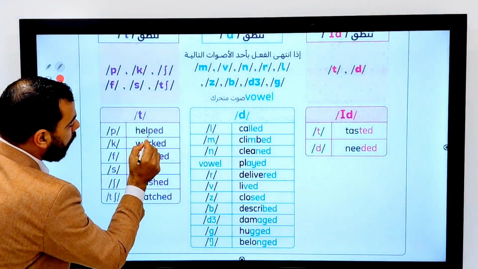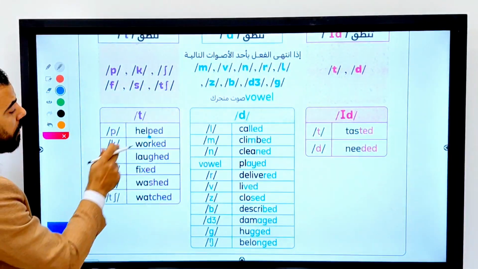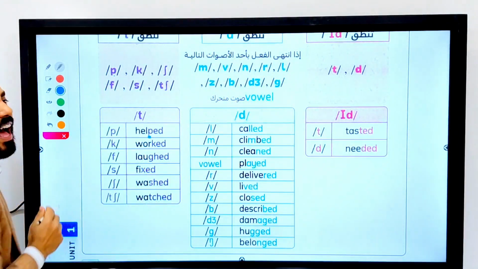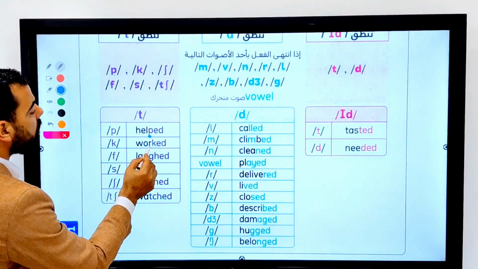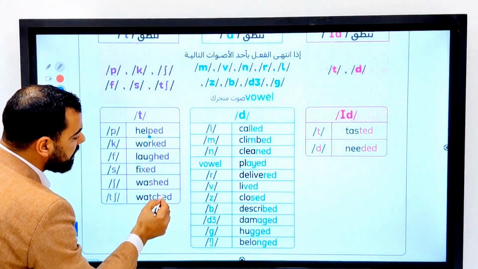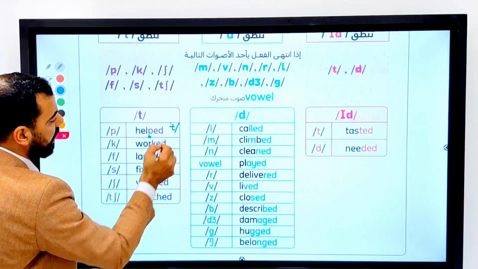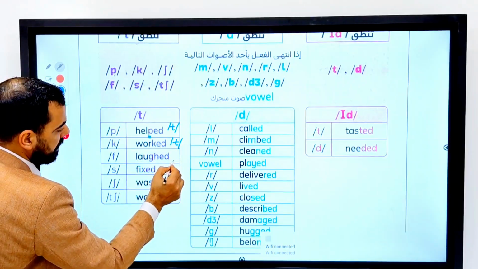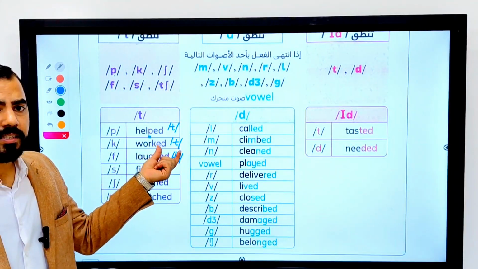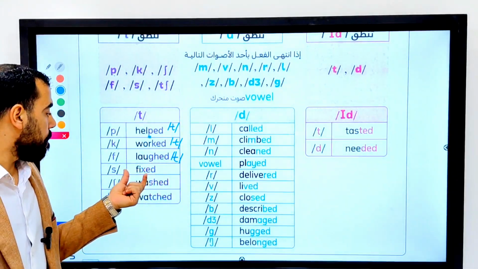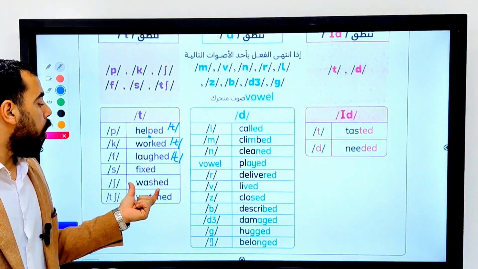So, help. What is the last sound in help? P. So this is helped. Worked. All these -ed endings are pronounced with a t sound. So helped, worked, laughed, fixed, watched.